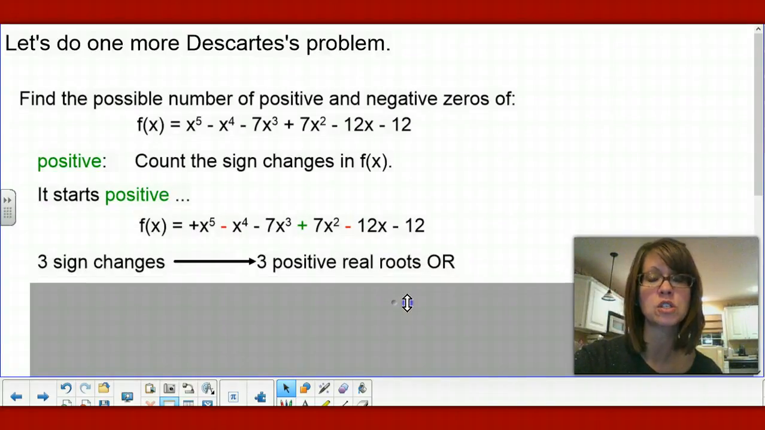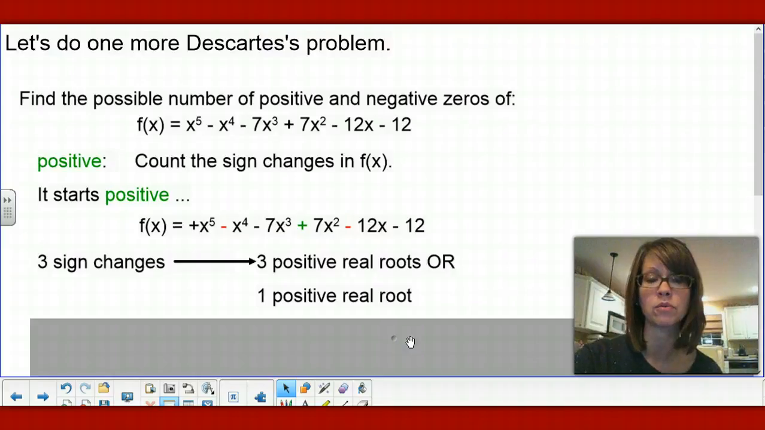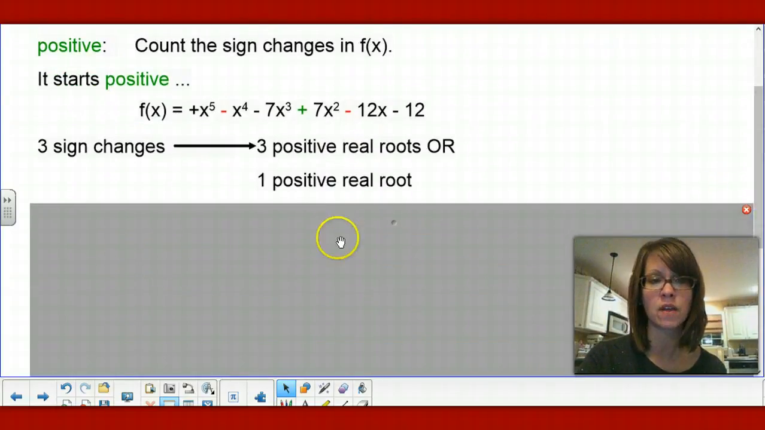3 sign changes, so there are 3 possible positive real roots or 1 positive real root, either with a couple negative or with a couple complex. 3 or 1. Okay, let's go to the negative and count that.